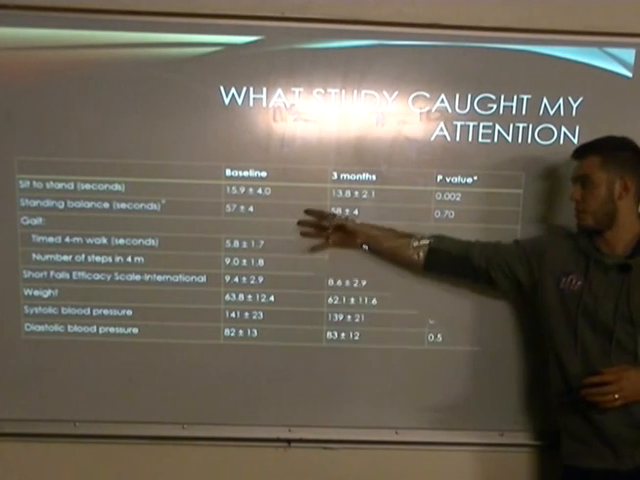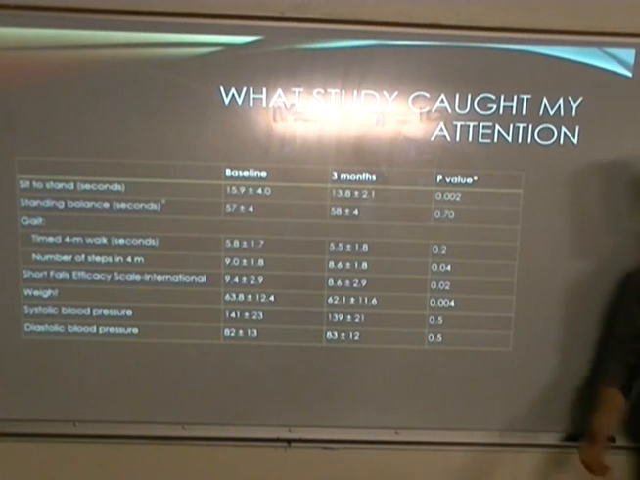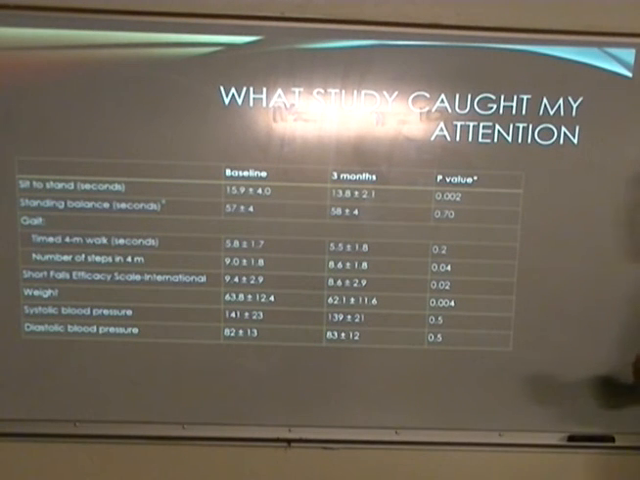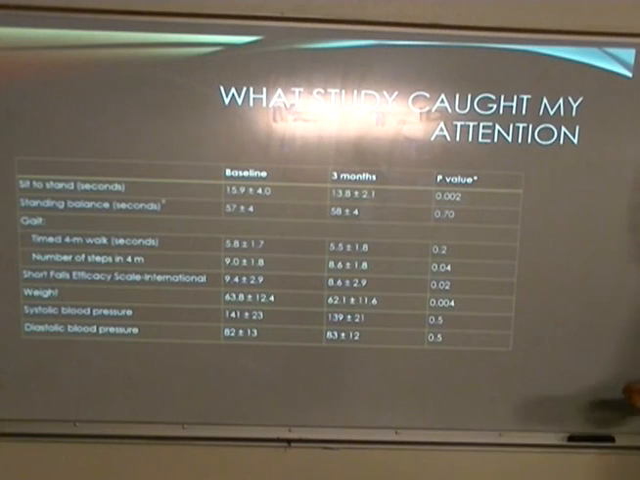So the sit and stand time, the baseline, this was a mean average from the 60 participants, but was 15.9 seconds it took for them to sit and stand all the way at that age, from sitting on the floor to standing up versus being in the chair. It took them almost 16 seconds. Over the 3 months, it was reduced to 13.8, which is a huge time to reduce it by, 2.1 seconds.